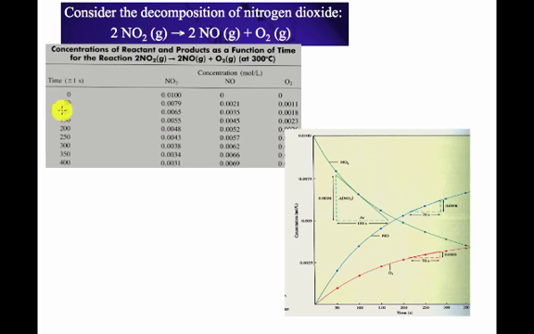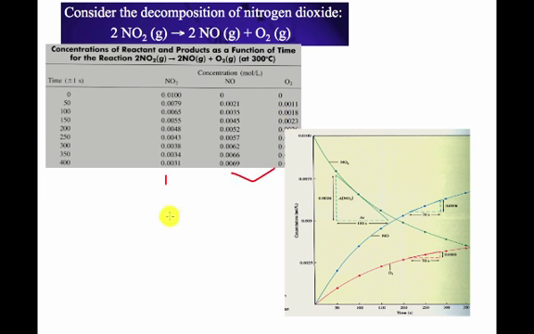What we do is we measure some time intervals and we measure the concentration. So it looks like here every 50 seconds they measure the concentration of the nitrogen dioxide from 0 to 400 seconds. And then they did the same thing for the nitrogen monoxide production and the oxygen. If we take a look at this data, we can see that the concentration of the nitrogen dioxide is going down, while the concentration of the nitrogen monoxide and oxygen are going up. And that's important because these are your products and this is your reactant.